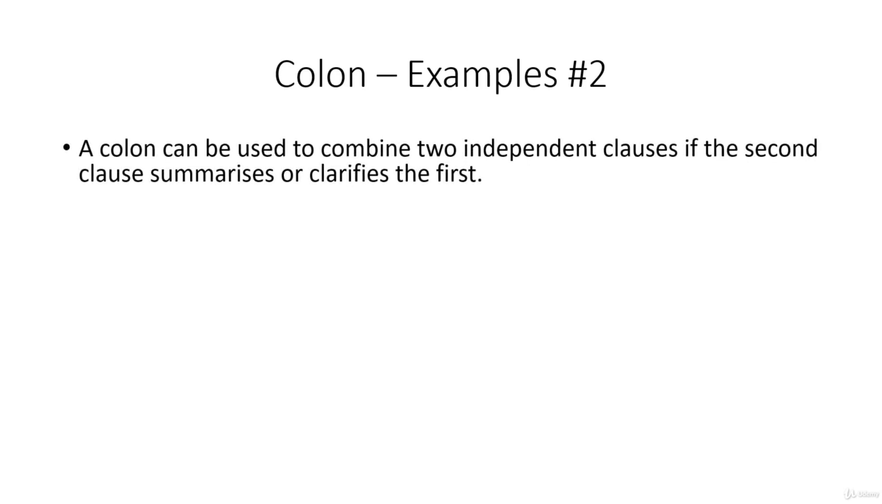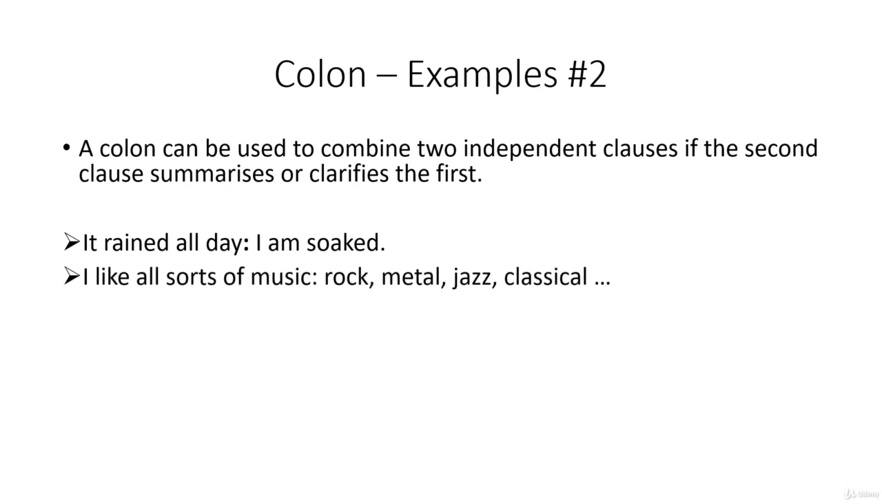And it can be used to combine two independent clauses if the second clause summarizes or clarifies the first. It rained all day, colon, I am soaked. And the colon is between the two because being soaked kind of summarizes or clarifies the fact that it rained all day. Or you can say, I like all sorts of music, colon, rock, metal, jazz, classical, and again that clarifies. It's also a list.